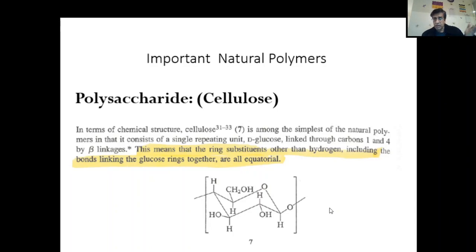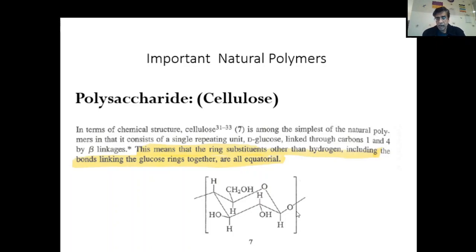When I discuss starch, then you will know. This beta 1,4 linkage is very difficult to break. That's why cellulose is not eaten. The human being and other animals don't eat it, because we don't have the enzyme to hydrolyze this linkage. Otherwise we could eat this one.